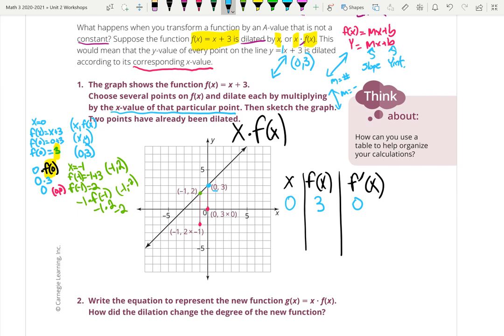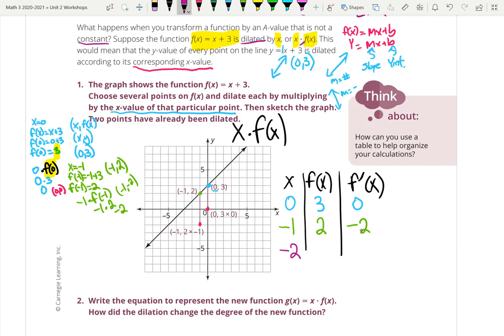At our other point, notice what happened. It was negative 1. That point is at 2, and then it became negative 2. Notice a trend, folks. You're multiplying the x times the f of x to get the new y part of the coordinate. If I were to continue, and I would say negative 2.